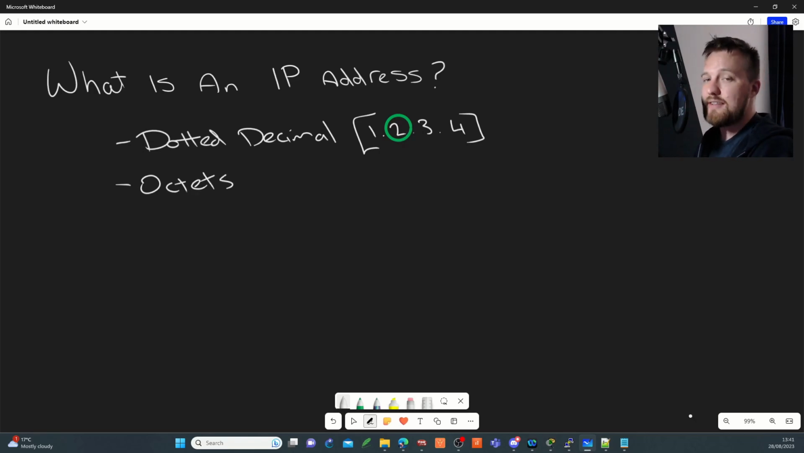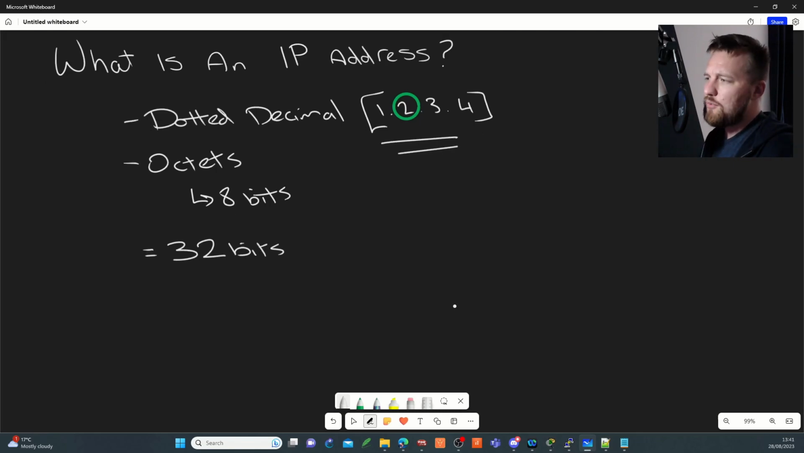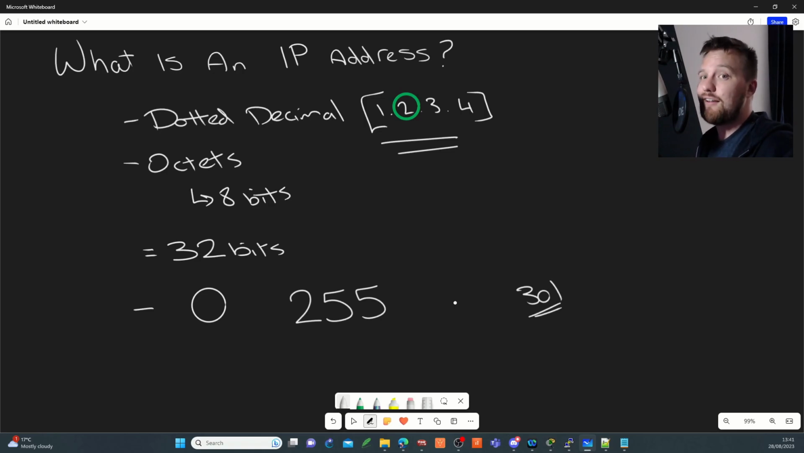An octet is made up of 8 binary bits. So if we have 4 octets and each octet is made of 8 binary bits, there is a grand total of 32 binary bits that are used to make this address. I also want to specify that in an IP address, the numbers can only ever be between the value of 0 and 255. So if you ever see a number which is, say, 301, you know that that's invalid altogether.